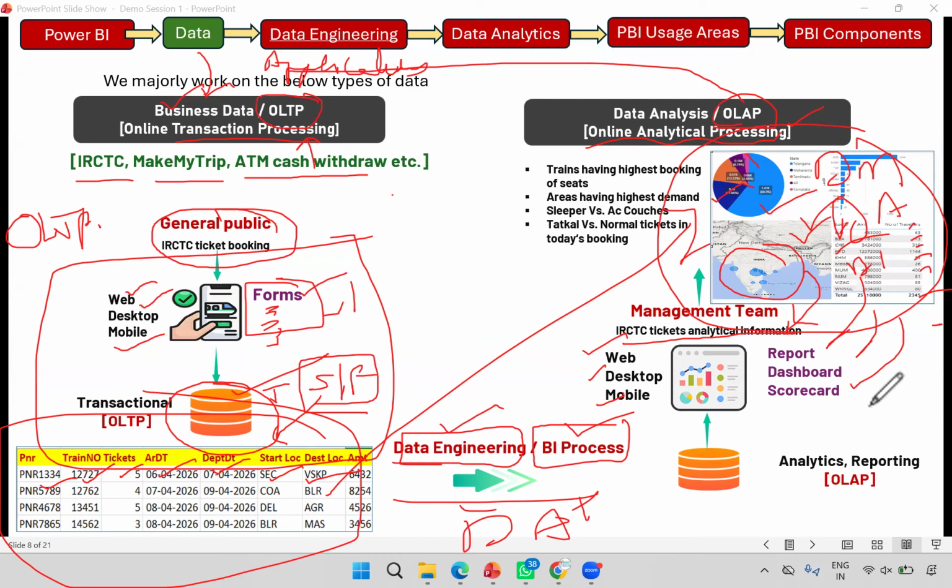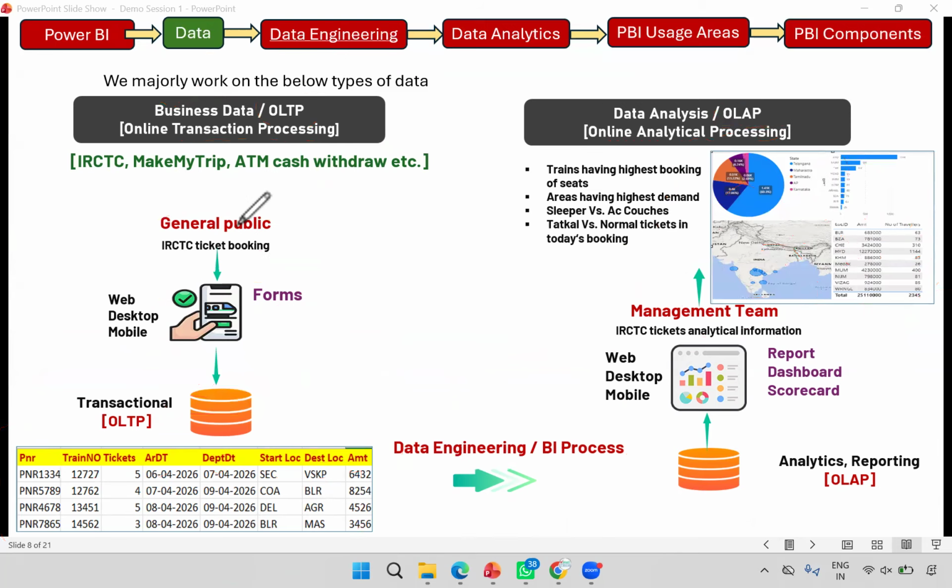Clear? So concluding, the general public uses forms, but the management team uses reports, dashboards, scorecards. So here, day-to-day transactions we operate, and these people see report, dashboard, scorecard information like this. So the reports and scorecards which you are preparing are suitable for management decisions. So you're not helping the company to run the business. You are helping the company in organizational growth, proper decision making, proper solvency.